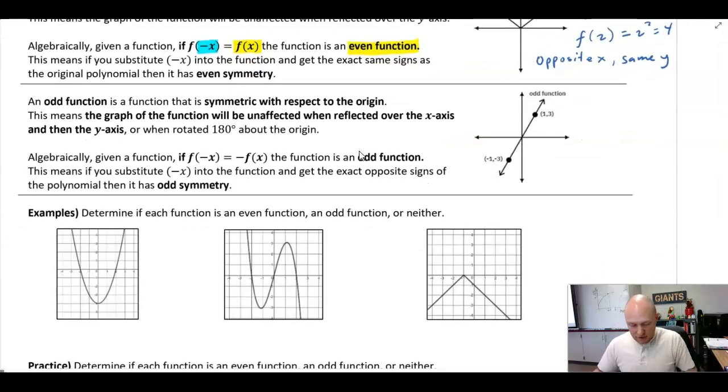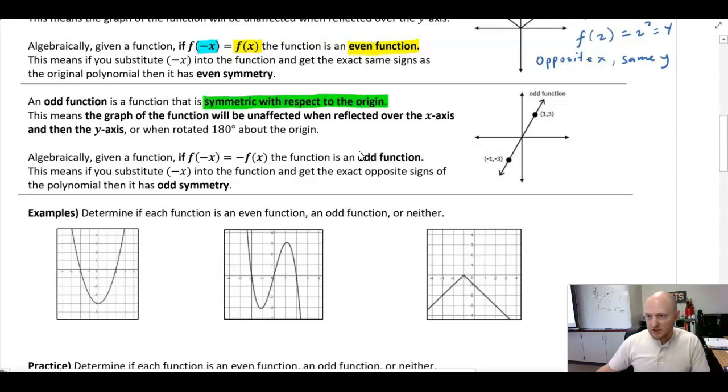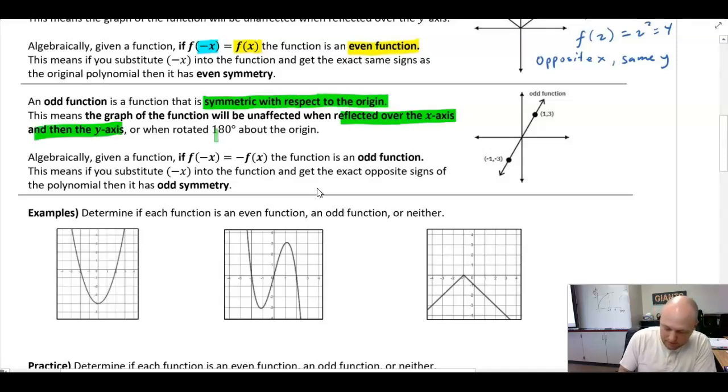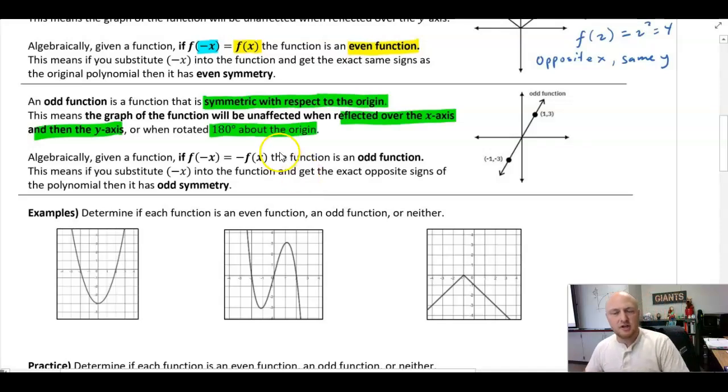An odd function is symmetric with respect to the origin. And here's a basic example, y equals 3x over here. That means the graph of the function will be unaffected when reflected over the x-axis and then the y-axis, or the origin. Or, if you're big into rotations, 180 degrees about the origin.